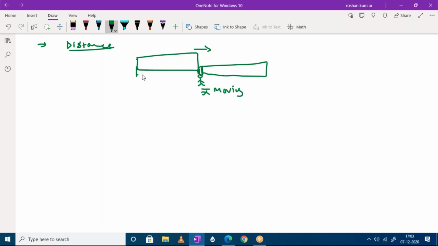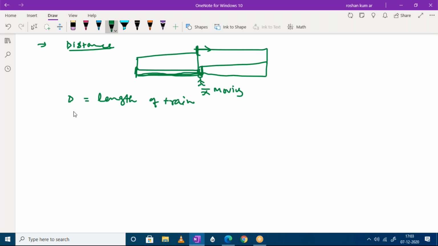And in order to cross this man, the train has actually traveled this much distance. The tail of the train has traveled this much distance. The head of the train has also traveled this much distance. So can I say that the complete train has covered a distance which is equal to the length of the train.